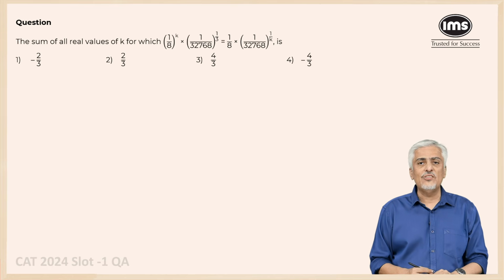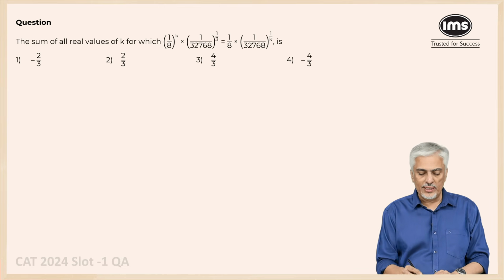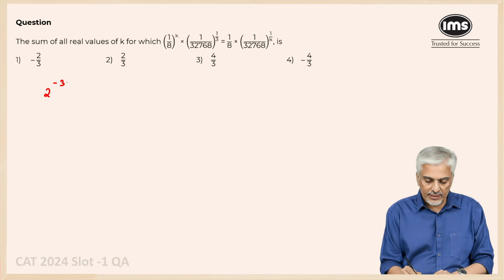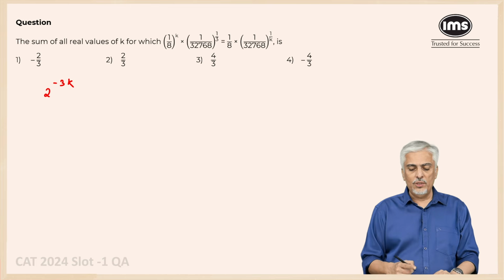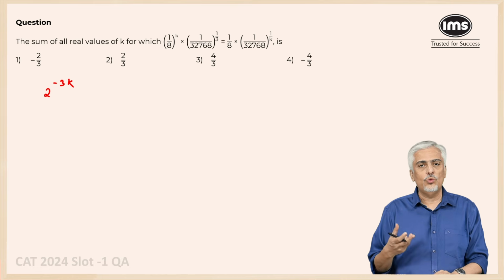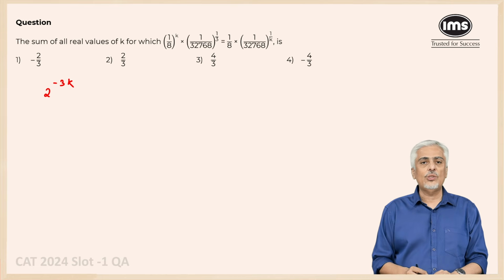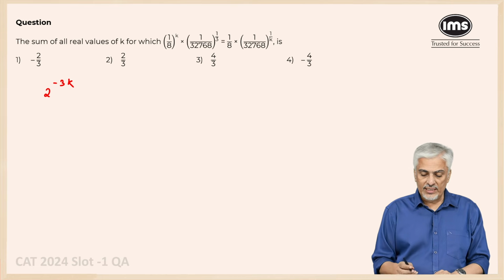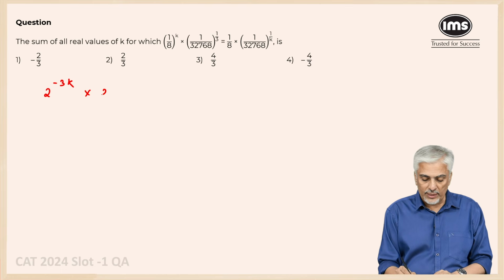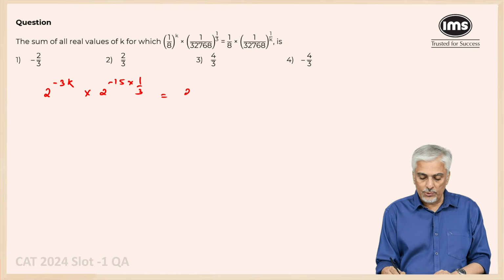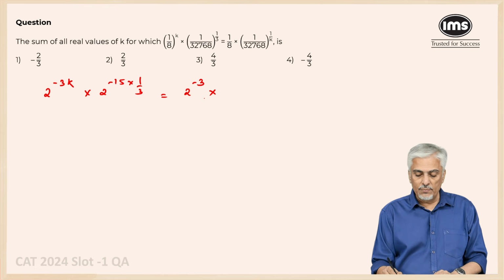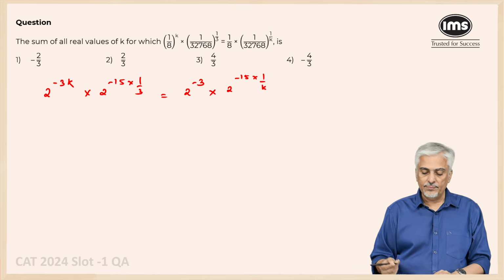Looks like a pretty doable question from Indices. Just convert everything to base 2. So 1 by 8, 8 is 2 cube. It will go up in the numerator, it will become 2 raised to minus 3k. 1 upon 32,768. For the ones who don't know, would have tried solving it and would have got it that 32,768 is nothing but 2 raised to 15. Again, we'll go in the numerator, it will become 2 raised to minus 15 into 1 by 3 is equal to same 2 raised to minus 3 multiply by 2 raised to minus 15 into 1 by k.